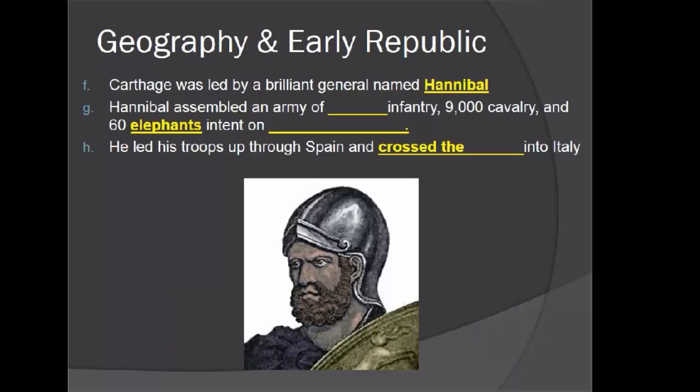Carthage was led by a brilliant general named Hannibal. Hannibal assembled an army of 50,000 infantry, which were just guys on foot, 9,000 cavalry, or soldiers on horseback, and 60 elephants. And they were intent on capturing Rome. They wanted Rome. He led his troops up through Spain and crossed the Alps into Italy.